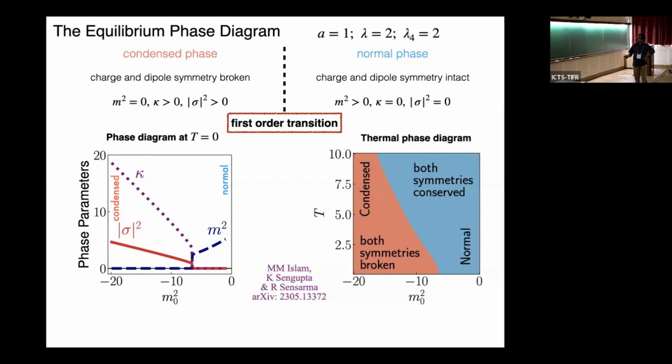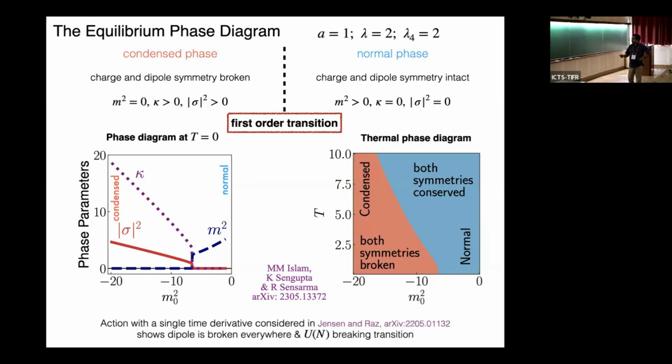You just go from a normal phase with no dispersion to a condensed phase where kappa and sigma square are both finite. You can go up in finite temperature. This still works through.